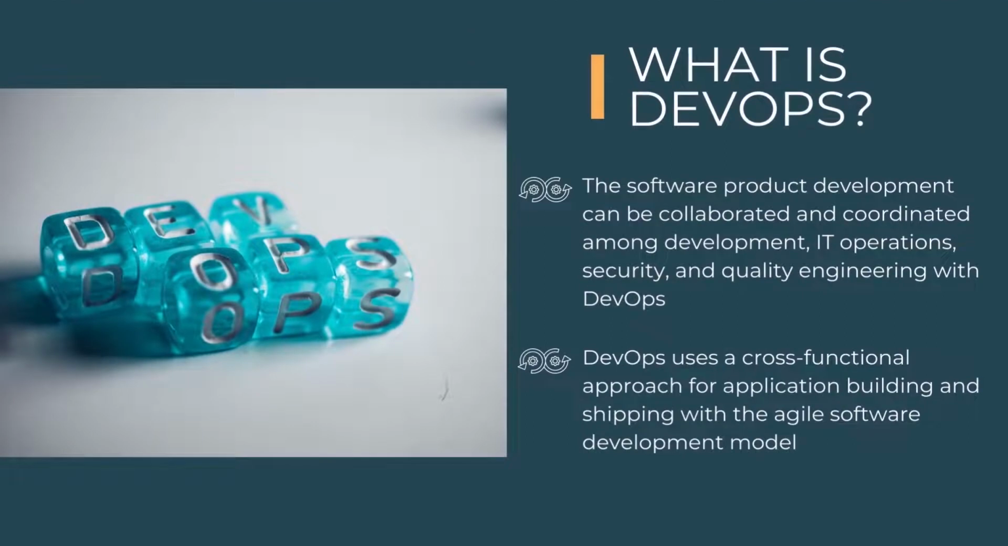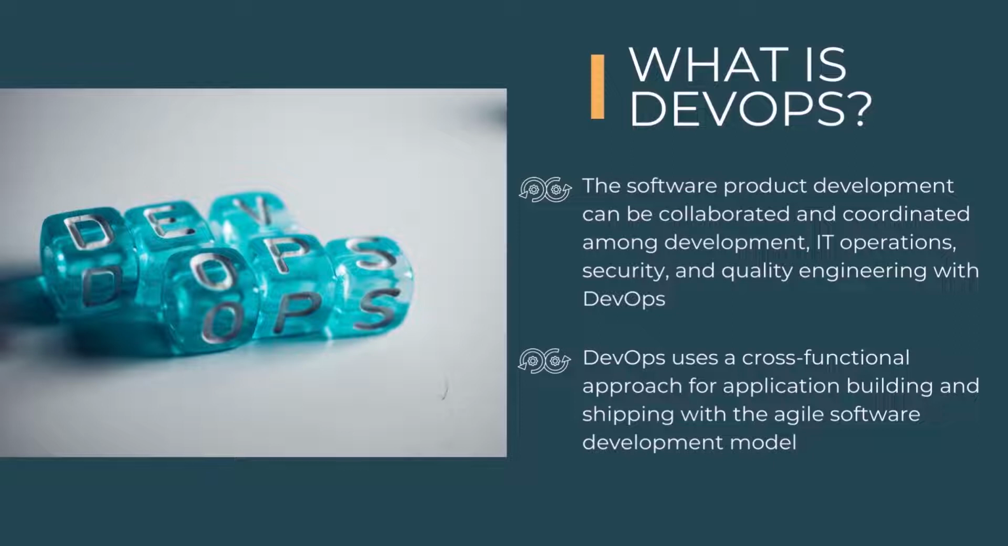The software product development can be collaborated and coordinated among development, IT operations, security, and quality engineering with DevOps. Once DevOps culture and practices are followed, it will easily fulfill the customer needs and organizational goals. Several other benefits could be attained while following the DevOps culture in the organization. DevOps uses a cross-functional approach for application building and shipping with the agile software development model. With the collaborating environment between development and operations, DevOps improves decision-making and improves the flow and value of delivery. DevOps application lifecycle involves planning, development, delivery, and operations. Hope you are clear about what DevOps is.